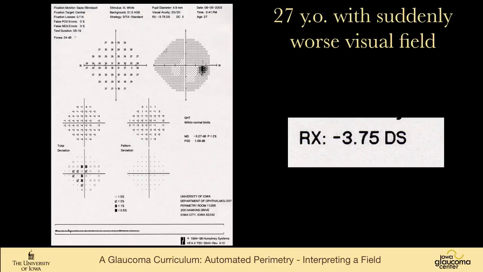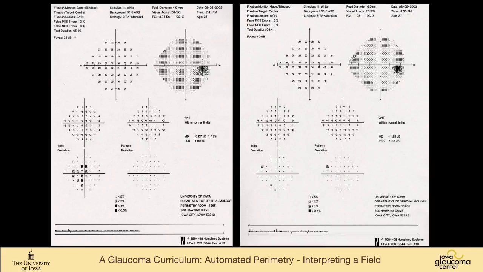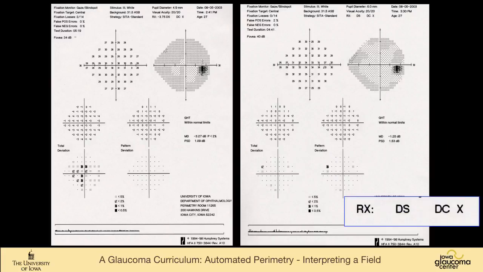Here's a patient, myopic woman, suddenly worse visual field. You can see that the hemifield test is normal. There's no pattern deviation, but her total deviation is depressed, mean deviation down by -3.27 decibels. She was corrected with a -3.75 sphere, but she'd had LASIK in between, and when she's corrected with her plano prescription, because she's a young patient, she doesn't need a near add, her field becomes completely normal.